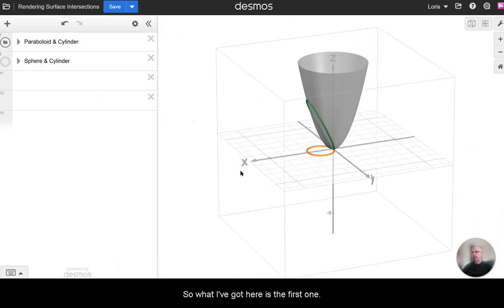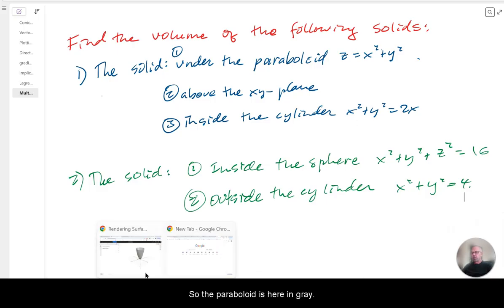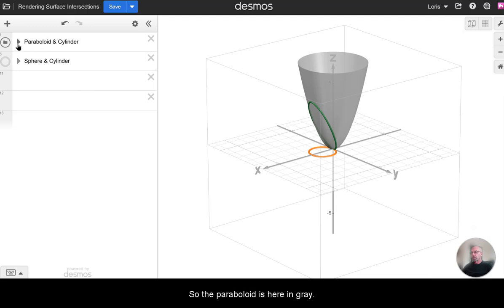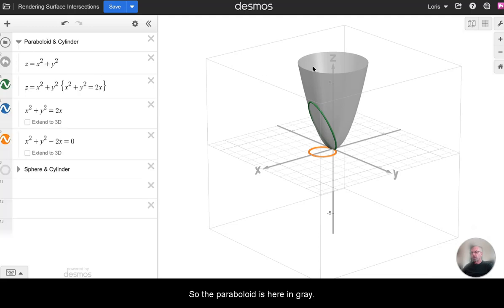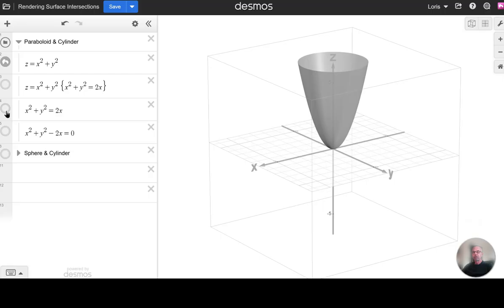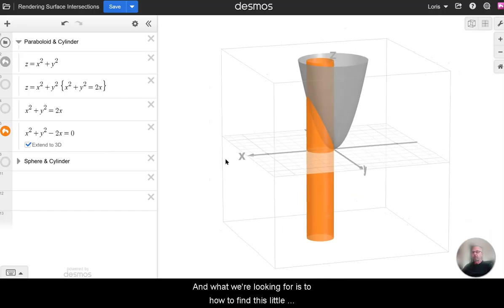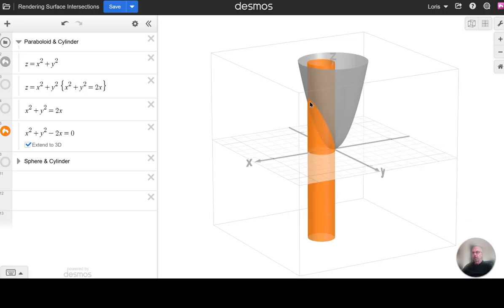So what I've got here is the first one. Let's review it: under the paraboloid, above the xy plane, inside the cylinder. The paraboloid is here in gray. If you just graph that by itself, you have this. Okay, so the cylinder is here. I'm going to extend it to 3D. It's probably going to do that anyway. And what we're looking for is how to find this little intersection here.